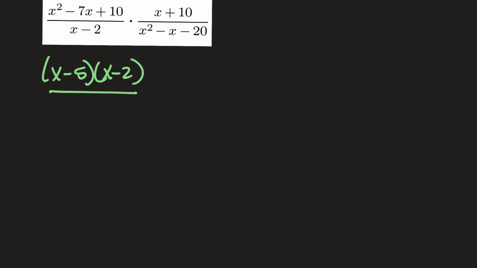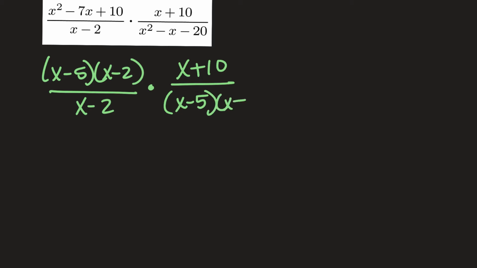All over x minus 2, times, we can't do anything with the numerator, and then again we need to factor. So we need the factors of 20 that will add to give me a negative 1, so x minus 5 and x plus 4. Once again, a negative 5 and a positive 4 multiply to be a negative 20, but add to be that negative 1x. So then from here, we can start marking out. Everything is multiplying, so any like terms we have in top and bottom, we can mark out.